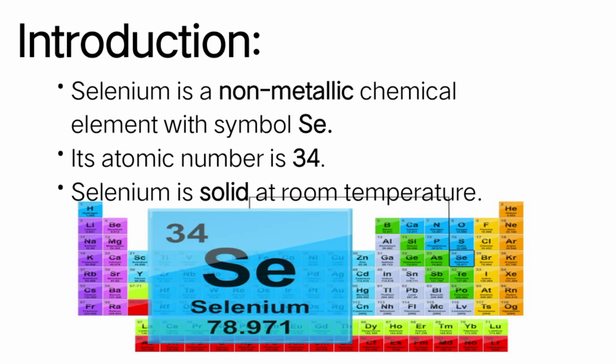Introduction. Selenium is a non-metallic chemical element with symbol Se. Its atomic number is 34. Selenium is solid at room temperature.